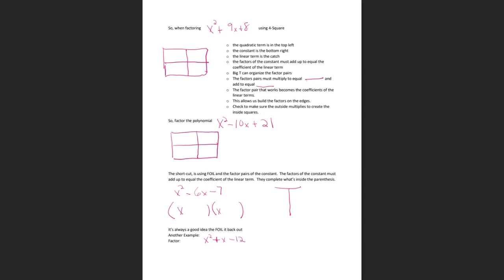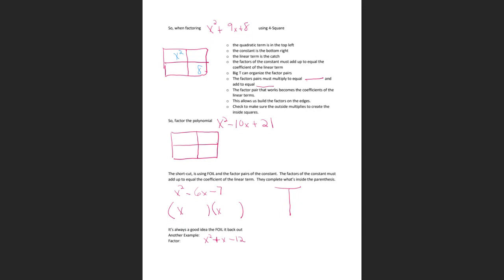So what we want to do here is factor x squared plus 9x plus 8 using what's called four square. If you recall, the quadratic term was located in the top left. So when I use four square, the quadratic term is going to be on the inside, in the top left. Something else we noticed was the constant was in the bottom right. So the 8 is going to be located here. It's going to organize part of the math. What we have to do is figure out what goes here and here.